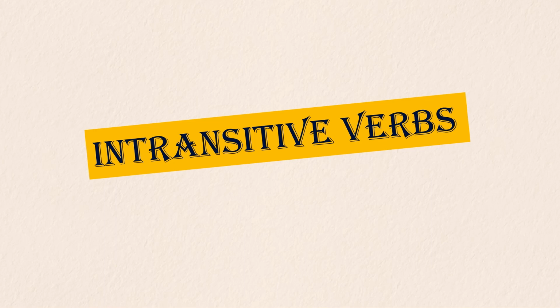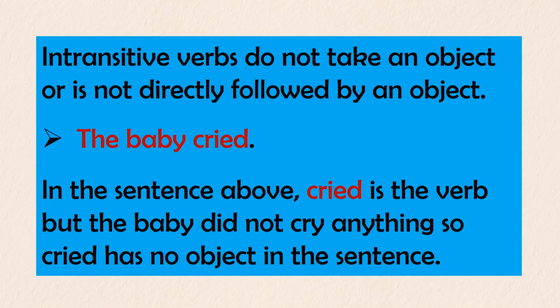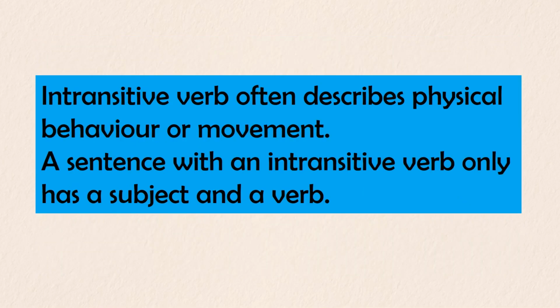Intransitive verbs. Intransitive verbs do not take an object or are not directly followed by an object. The baby cried. In the sentence above, cried is the verb, but the baby did not cry anything, so cried has no object in the sentence. An intransitive verb often describes physical behavior or movement. A sentence with an intransitive verb only has a subject and a verb.